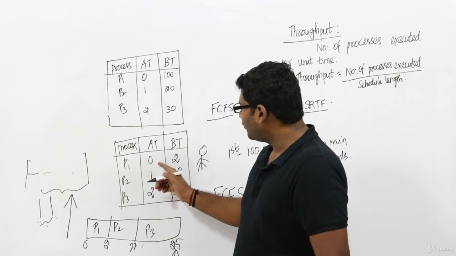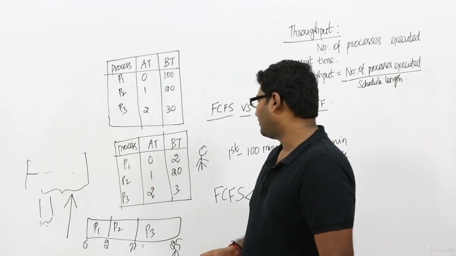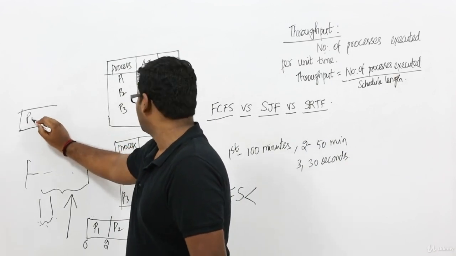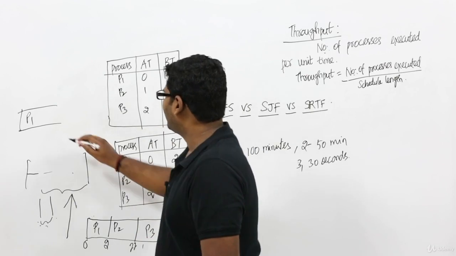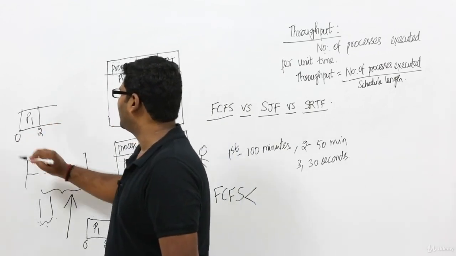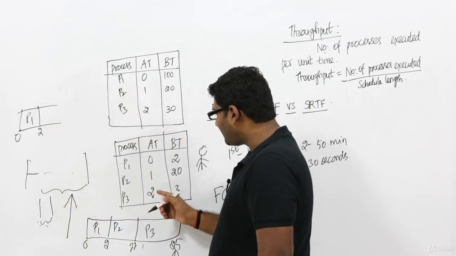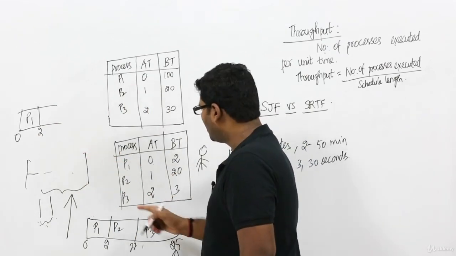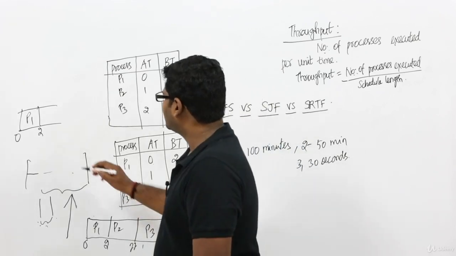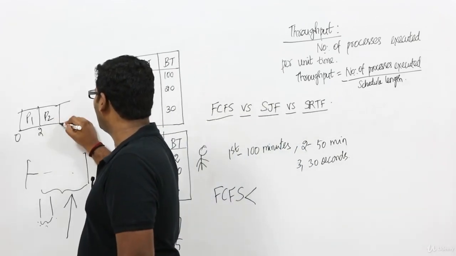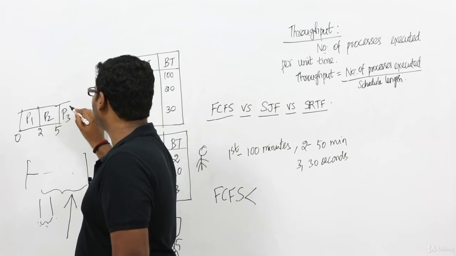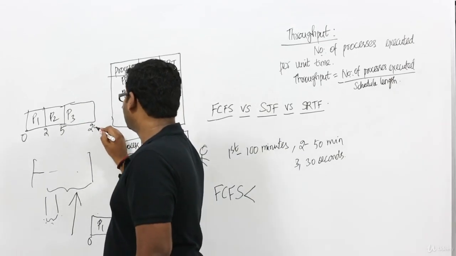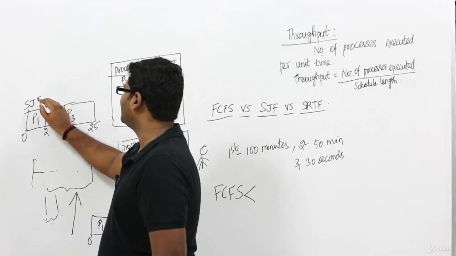If I would have used SJF, what would have happened? I should have started with process P1, and then I would have continued from 0 until time unit 2, and then I should have picked process P2 because P2's execution time is lesser than that of P3. See, at time unit 2, both P2 and P3 have arrived, so I will continue with P2 and go till 5, and then I will continue with P3 and go till 25. This is what would have happened if I used SJF.